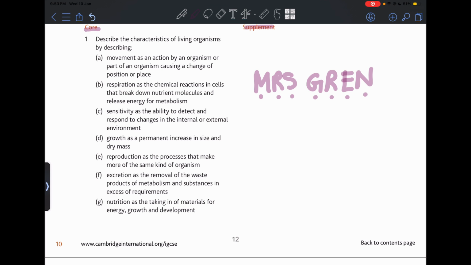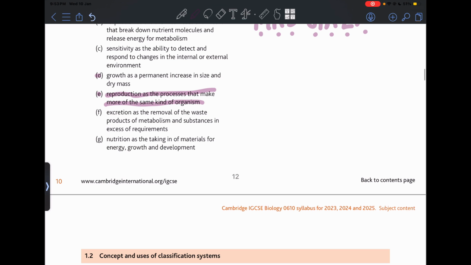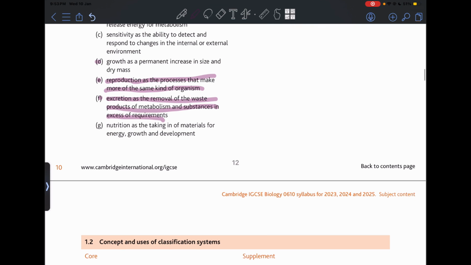Now, sensitivity is the ability to detect or respond to changes in the internal or external environment. Growth is a permanent increase in size and dry mass, and reproduction is the process that makes more of the same kind of organism. Excretion is the removal of waste products of metabolism and substances in excess of requirements. The last one is nutrition, the taking in of materials for energy, growth and development.